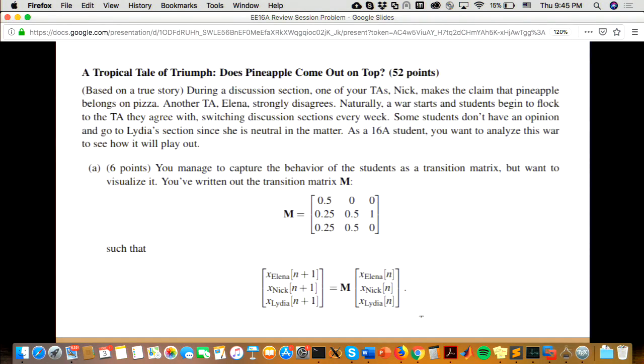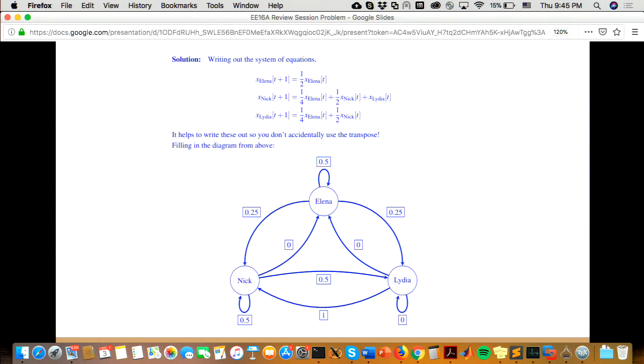Similarly, based on that, can we see how 0.25, 0.5, and 1 work? What that means is Nick at the next time step is going to get a quarter of Elena's students. He's going to hold on to half of his students, and he's also going to get all of Lydia's students. And similarly for Lydia, she's going to get a quarter of Elena's and a half of Nick's.